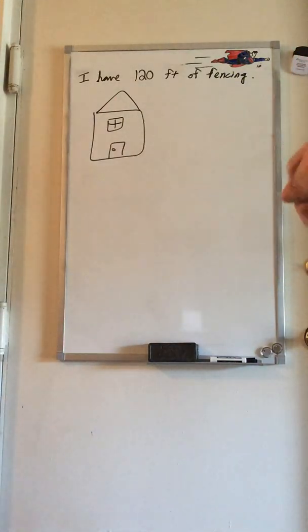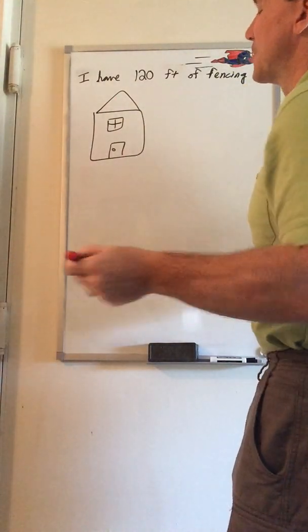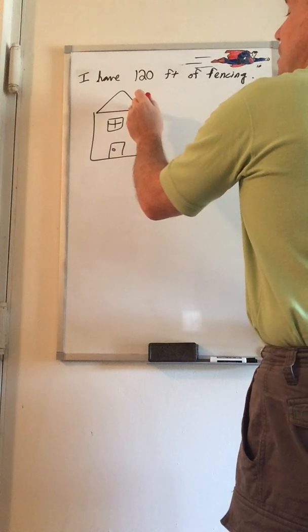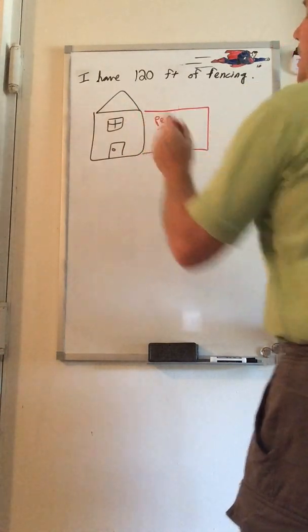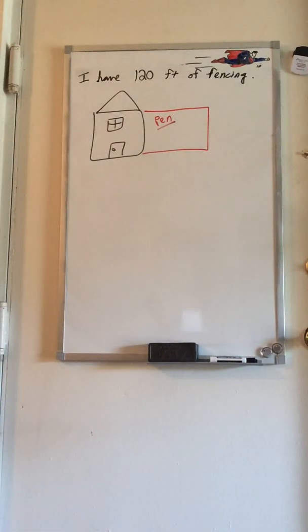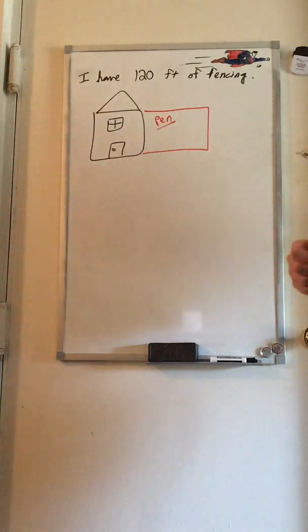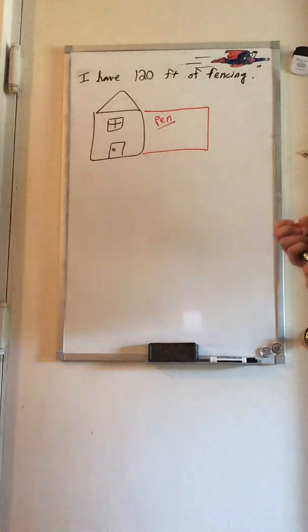And the pen is going to sit next to my house, which means my house forms one border of the pen. What is the maximal area I can enclose, and what are the dimensions that will give that maximal area? This problem is clearly the same but different as the last problem.